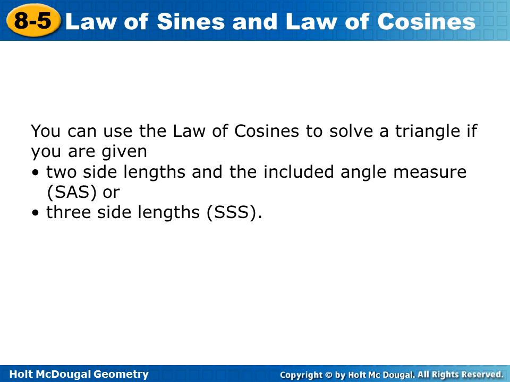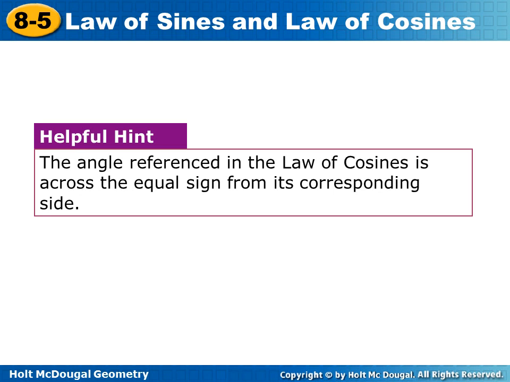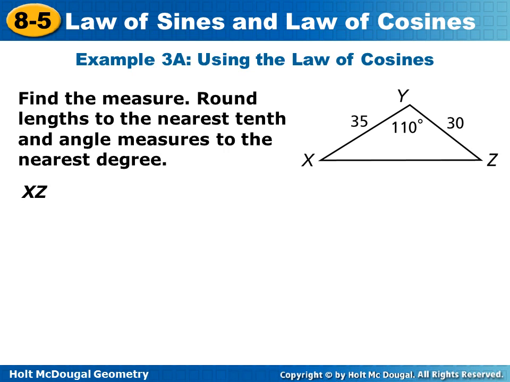You can use the law of cosines to solve a triangle if you're given two side lengths and the included angle, or three side lengths. The angle referenced in the law of cosines is across the equal sign from its side, like I said.